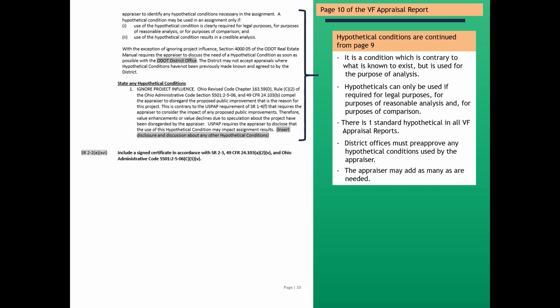The appraiser may add as many as are needed that are pre-approved by the district. And the standard hypothetical that we use is, as a legal requirement, the appraiser must ignore any enhancement or decline in the value of the whole caused by the influence of the project.